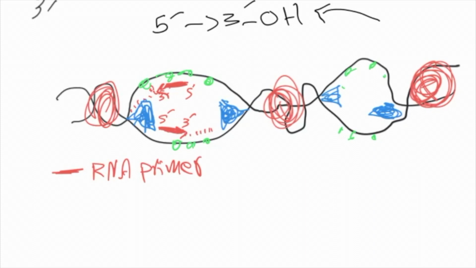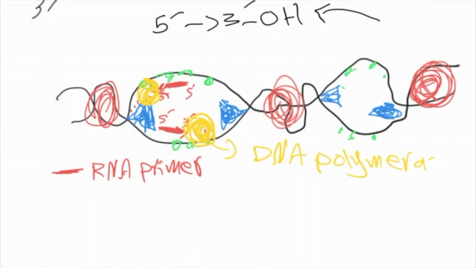Okay, and which molecule will make the copying? It's going to be a molecule of DNA polymerase. So this DNA polymerase is going to make a DNA copy of the strands that are opened up.